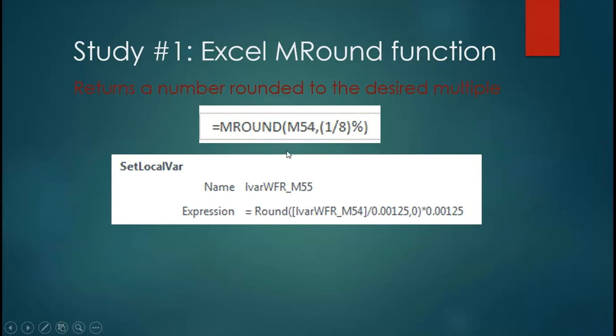So here's our original calculation from Excel. And you'll notice, for those of you that are brand new to web apps, a set local variable is what this means, set local var. And for our naming conventions here, we've got LVAR, WFR, and M55 would equal our cell number that we were working with. So you can kind of see the correlation here, the LVAR M54, and then how we're working with the percentages, we've converted it to decimal. And again, this is pretty simple. All we did was we rounded this calculation, M54 divided by the 1/8%, we rounded to 0, and then multiplied it back out.